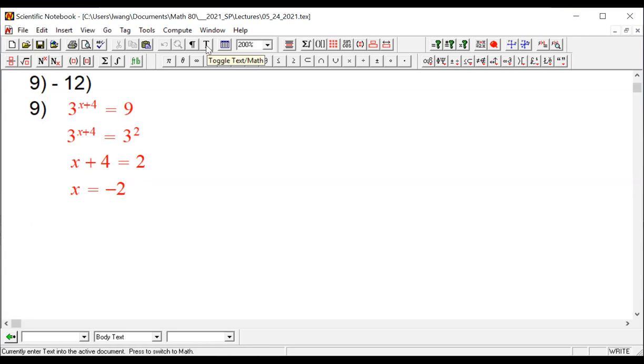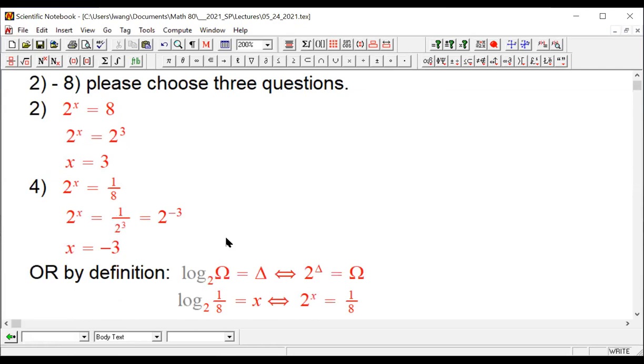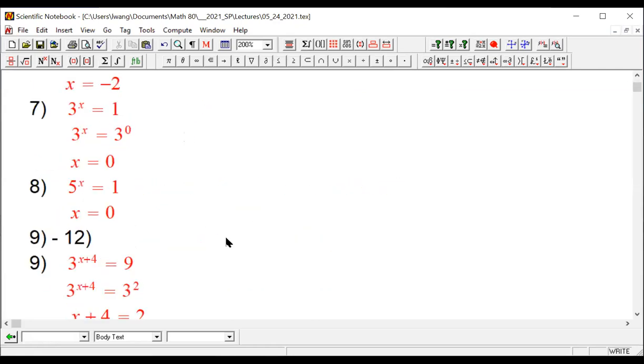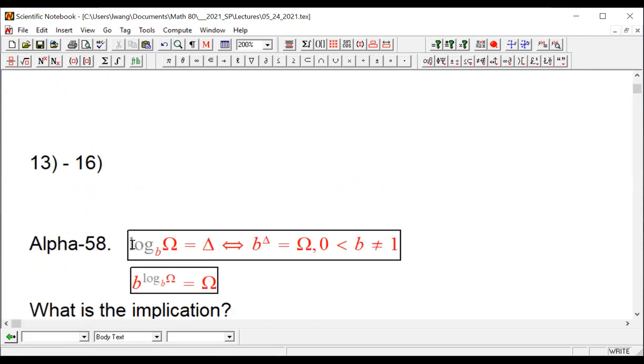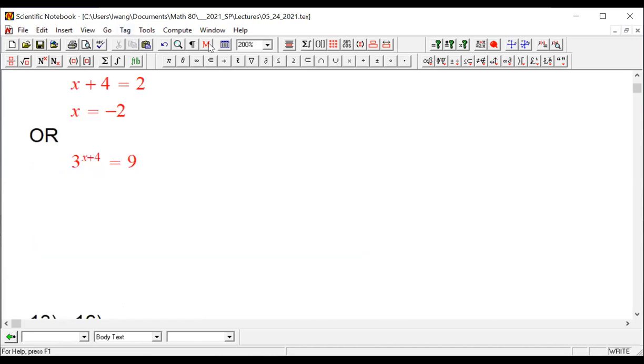Okay, we can certainly use definition. Can we use definition? Of course. From here, we can use our definition. Where's our definition? Let's find it. Right, that's our definition.